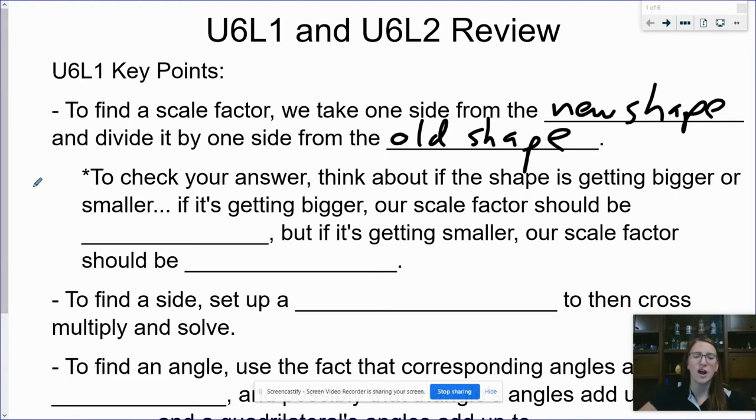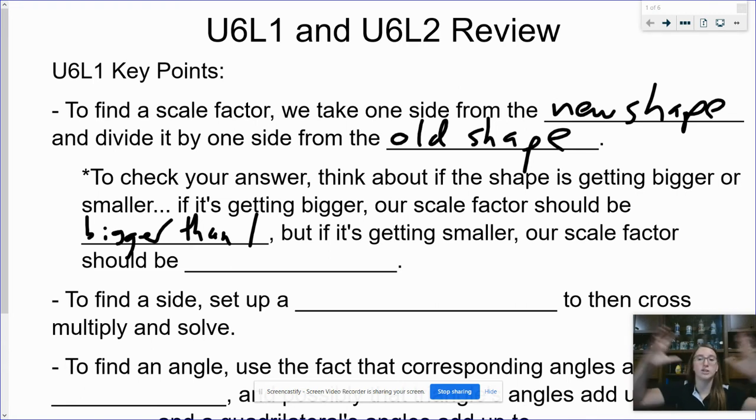Now to check your answer, if you're not sure, if you're like, I'm just taking a guess here, I don't know, think about if the shape is getting bigger or smaller. So again, we're going from one shape to another. It will name a shape to this shape. So looking at the picture, you want to ask yourself, are my numbers getting bigger or smaller the direction I'm going? If the numbers are getting bigger, your scale factor should be bigger than 1. So if we're going from here to here, I need to multiply by a number greater than 1, like twice as big or 3 times as big or something like that, yeah?